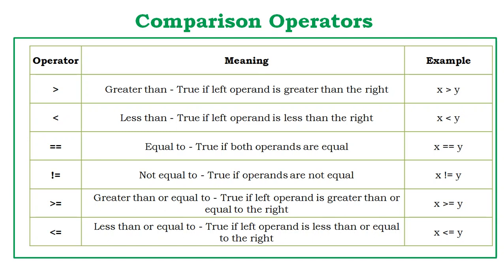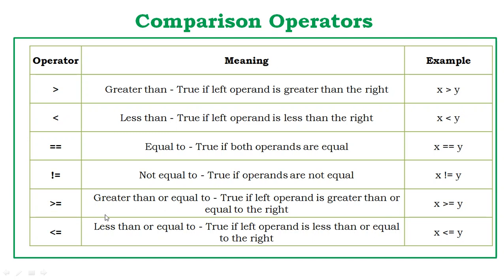Suppose I am writing x is equal to 5. It means 5 is assigned to x. If I write x double equal to 5, what is the meaning of this? It means I am going to check whether the value of x is equal to 5 or not. It may be a question in the examination: what is the difference between single equal to and double equal to? Then not equal to, its sign is an exclamation mark followed by equal to. It is true if the operands are not equal. Otherwise, the answer is false.